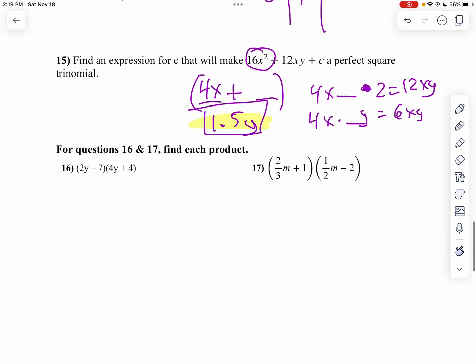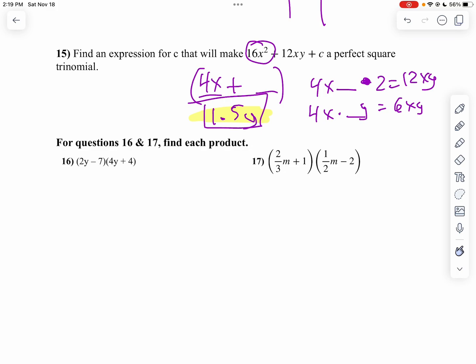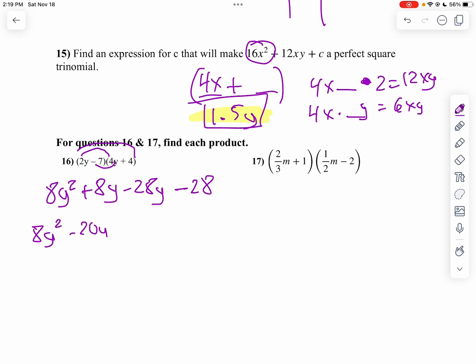Okay, let's take a look at number 16. We're going to double distribute. 2y times 4y is 8y squared, plus 8y, minus 28y, and then minus 28. Then I get 8y squared minus 20y minus 28. And there's your answer for that one.